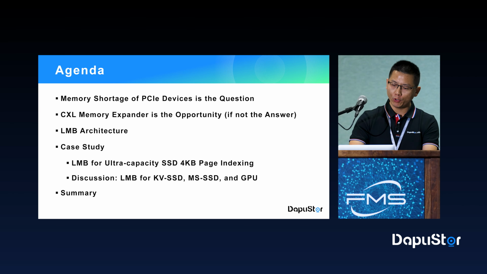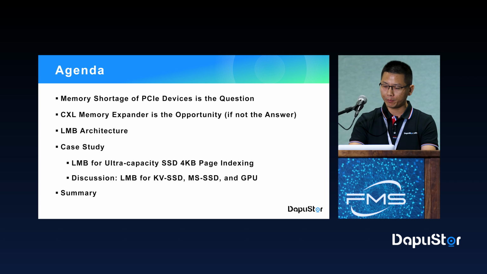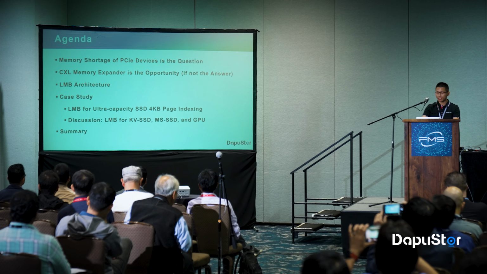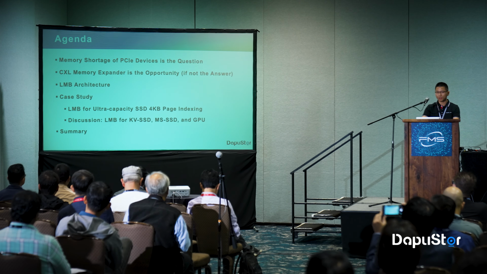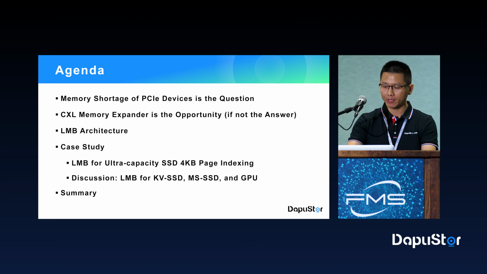This is an overview of what we will cover today. We'll start by examining the memory shortage issues of PCIe devices. Next, I will explore the CXL memory expander. I believe it's an efficient way to supplement PCIe devices with more memory. We'll then dive into the LMB architecture and showcase how it can effectively solve device memory shortage issues.